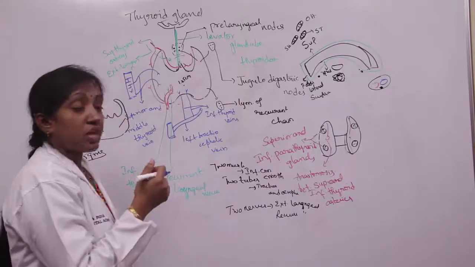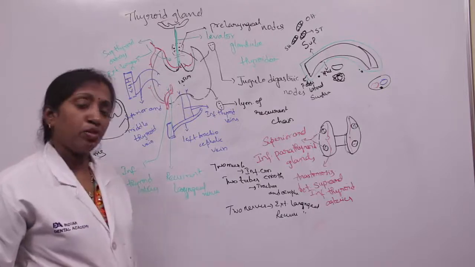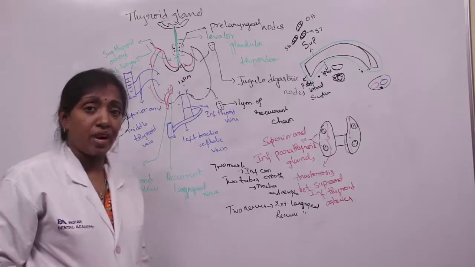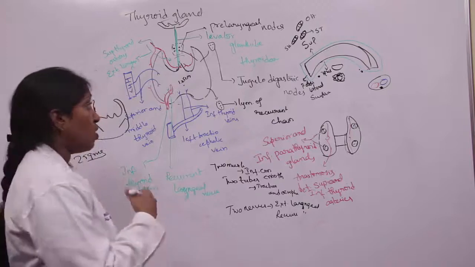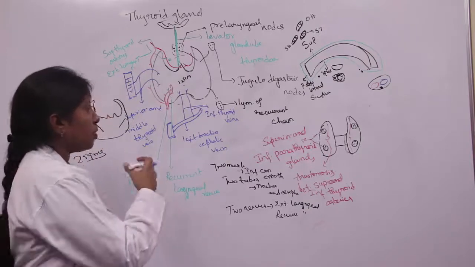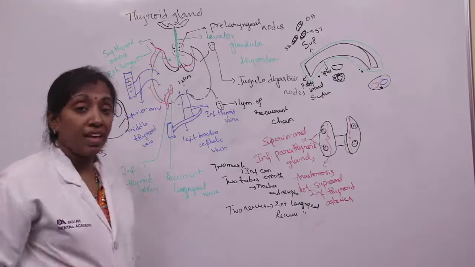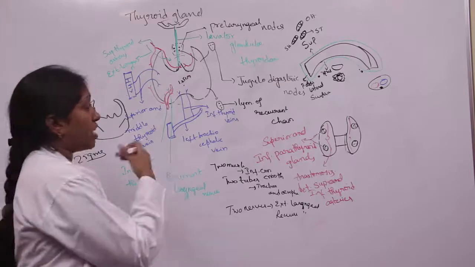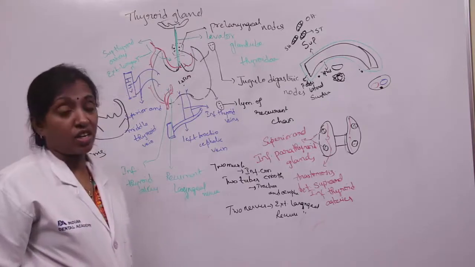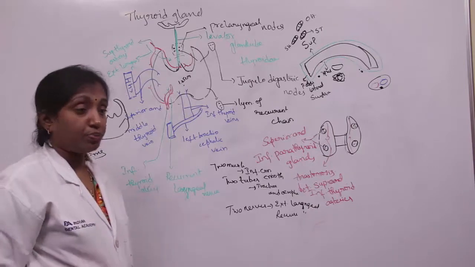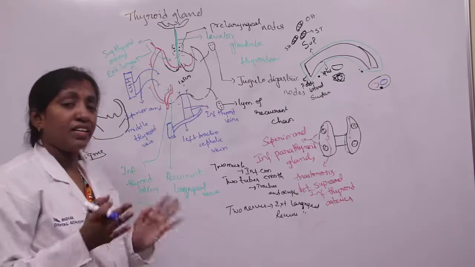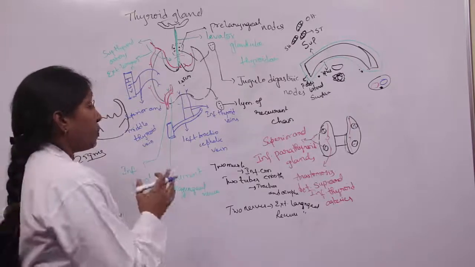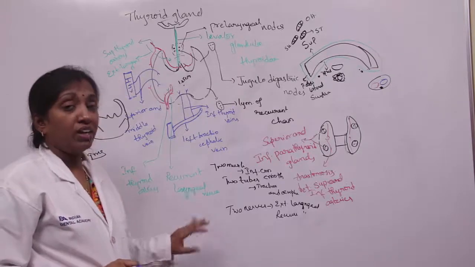Coming to the nerve supply, the thyroid gland is supplied by both sympathetic and parasympathetic nerves. The sympathetic fibers are derived from the postganglionic fibers, which supply the gland and cause vasomotor supply. The parasympathetic nerves are derived from the vagus nerve, through the external and recurrent laryngeal nerves. Their function is not known, but the thyroid gland is supplied by both sympathetic and parasympathetic nerves. So that's about the nerve supply of the thyroid gland, and that is about the thyroid gland.